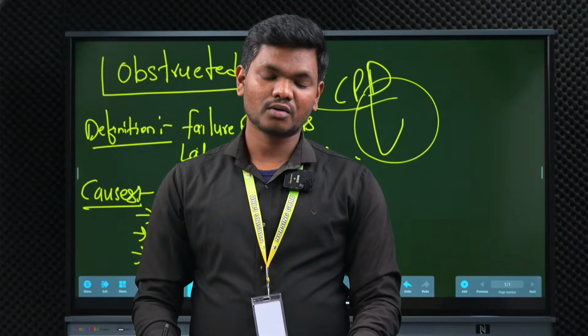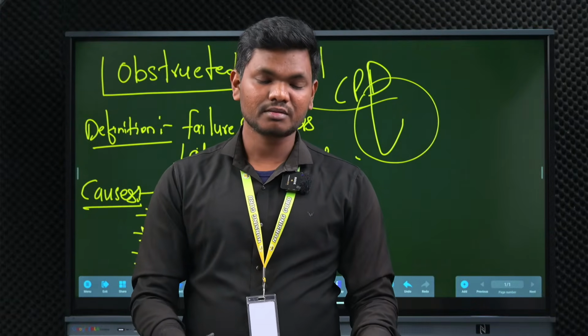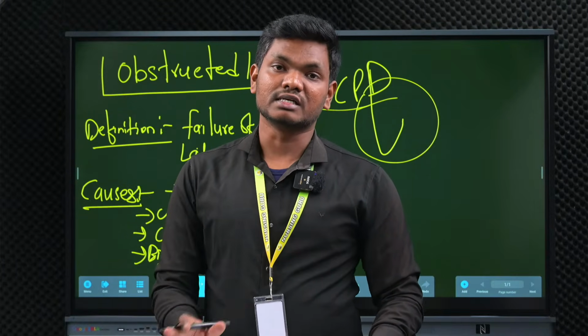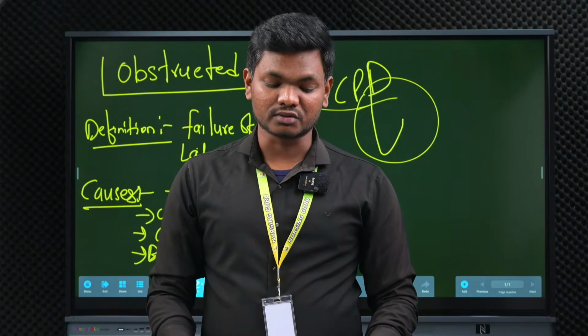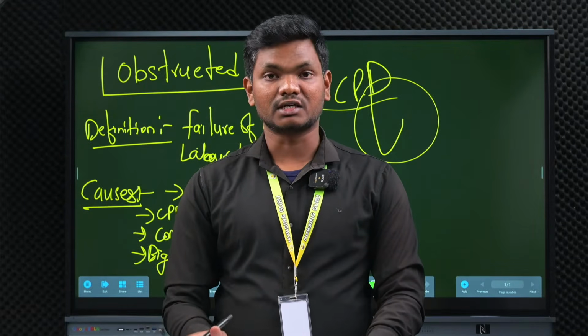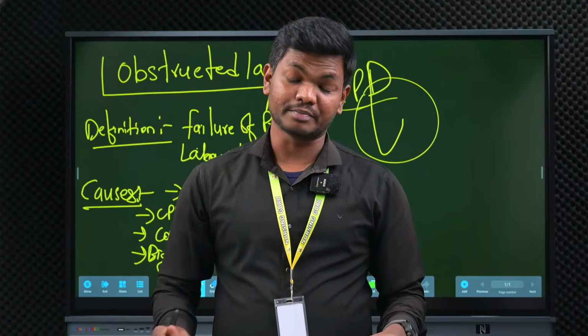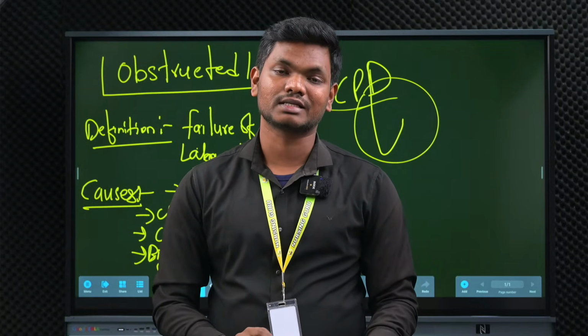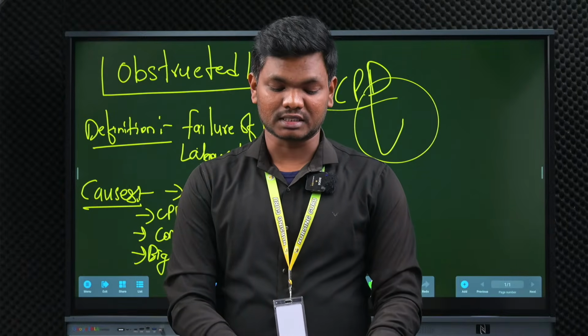What are the fetal complications? Fetal distress will be there, birth asphyxia will be there, and molding may lead to danger to the fetus. Intracranial hemorrhage can happen, and fetal trauma as well as perinatal mortality can happen. So these are the complications of obstructed labor.